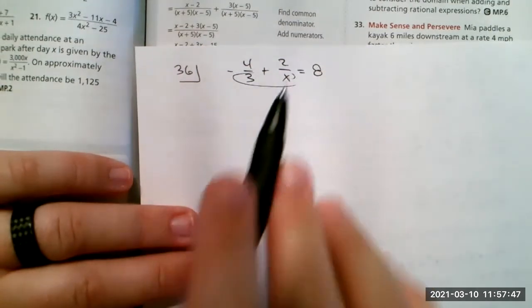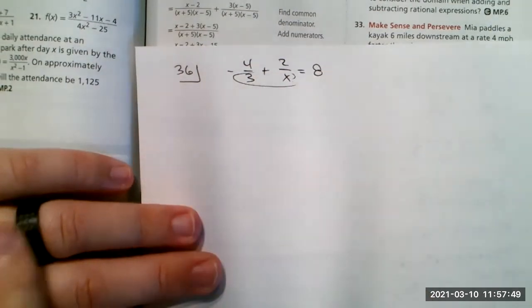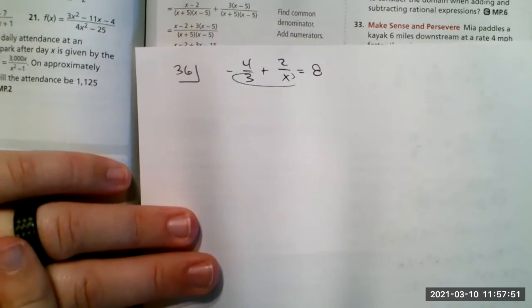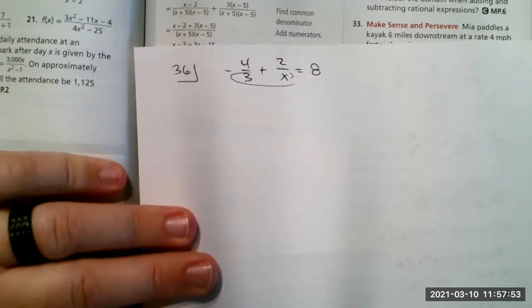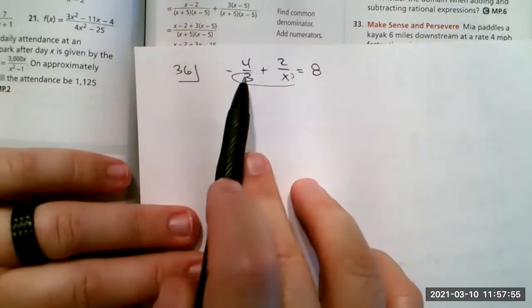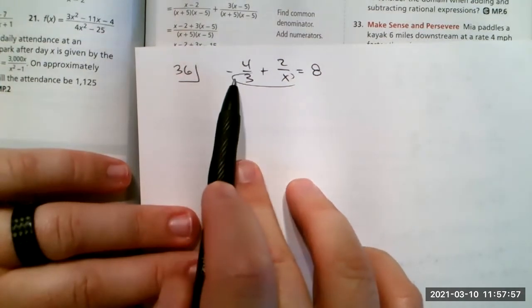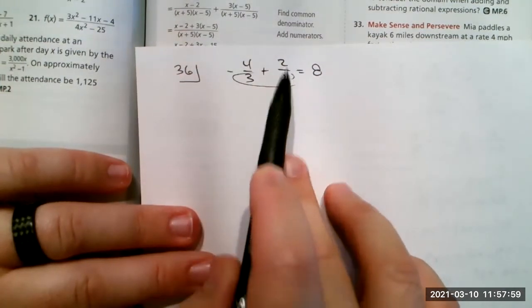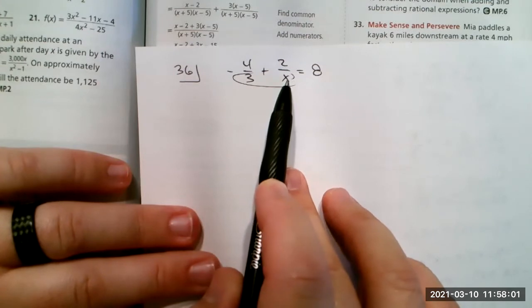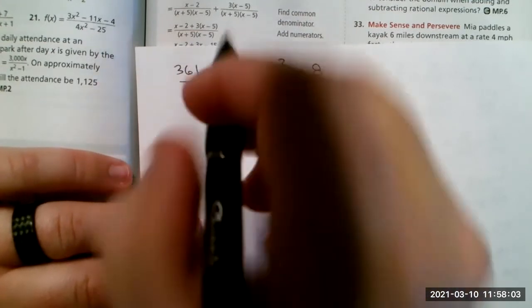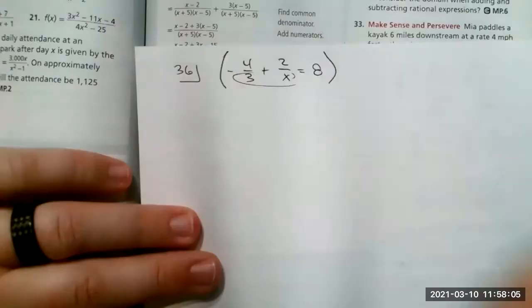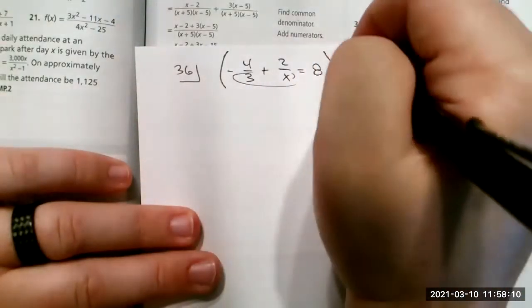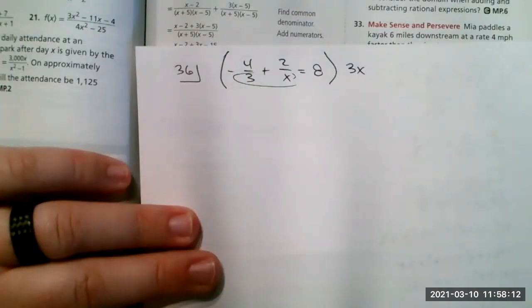This is a 3, this is an x, so I know what I'm going to have to do is multiply. Again, you could do what we have been doing where I multiply this fraction by x over x, this fraction by 3 over 3, and then move forward. You can come up with that common denominator and then multiply the entire equation, both sides, everything, by that common denominator. So I think that's what I'm going to do.